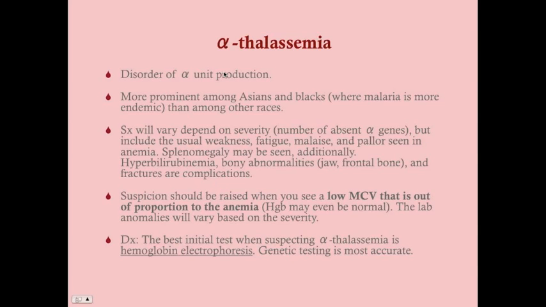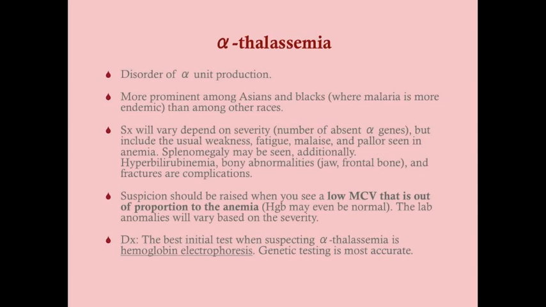So suspicion should be raised when you see a low MCV that's out of proportion to the anemia. You may even have a normal hemoglobin in rare cases, but a very low MCV. Lab anomalies, again, are going to vary based on the severity. The best diagnostic test when you suspect alpha thalassemia, normal iron studies, low MCV, anemia, the best test for alpha thalassemia, or beta thalassemia for that matter, is a hemoglobin electrophoresis.